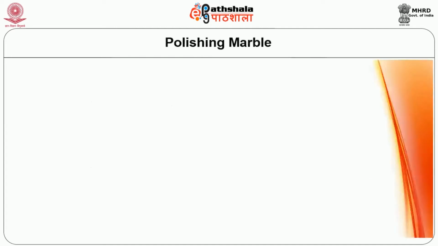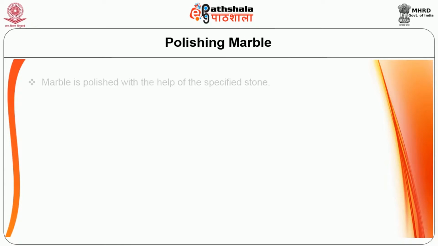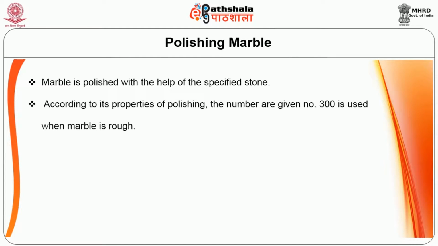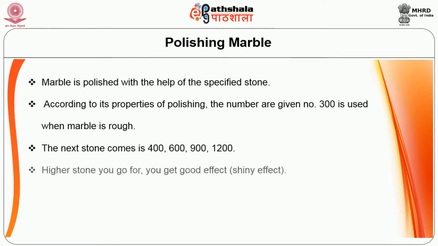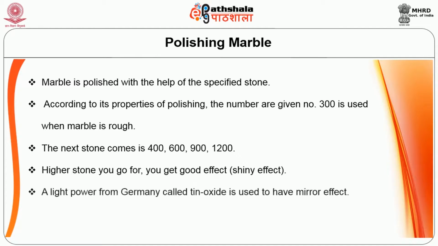We have several types of marble, which are as follows. One would be polishing marble, which is polished with the help of a specified stone. According to its polishing property, grit numbers are given: 300, 400, 600, 900, 1200. The higher the grit you go for, the better the shiny effect. A powder from Germany called tin oxide is also used to give a mirror effect over the marble.